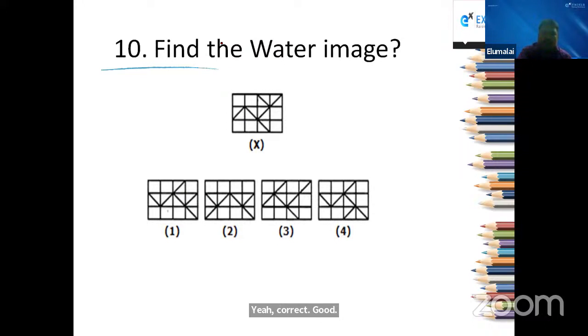Now find the water image of this one. Very good. Very good. Everyone has answered correctly. Good.